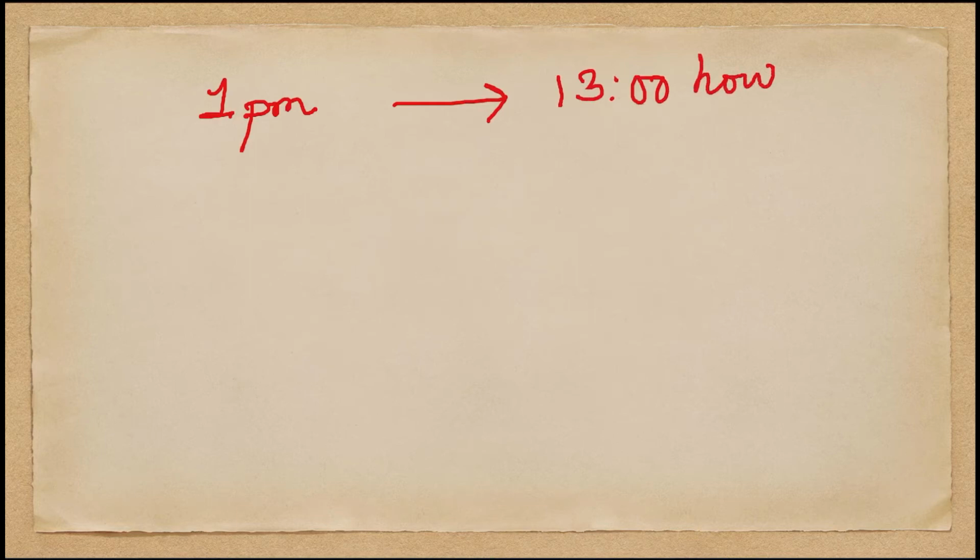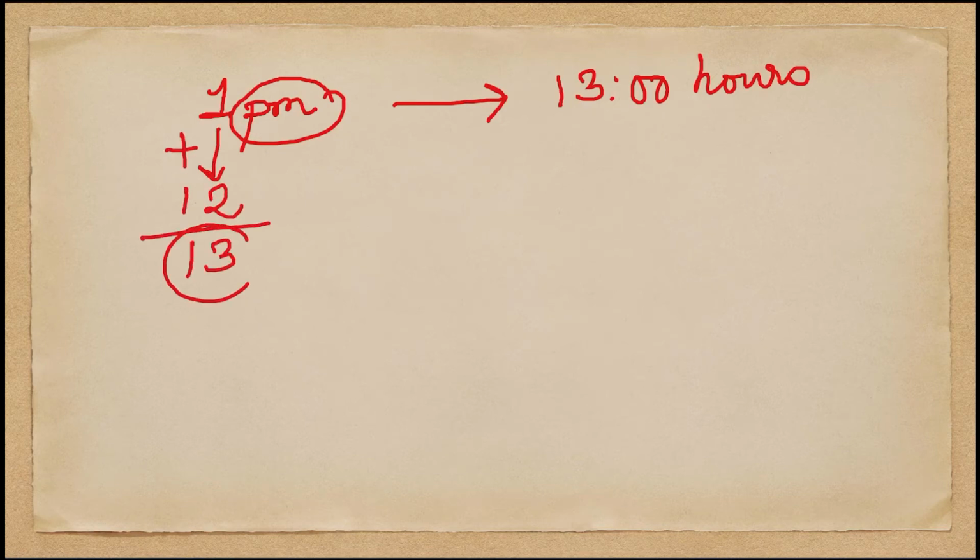Now let us move on to the next, 1 PM. As we have said that the time repeats in 12-hour system, so we had got 1 AM earlier, now it is 1 PM, but in 24-hour system it will be 1300 hours. It is very easy. Whenever you see PM, you just add 12 to this number, so it becomes 13.